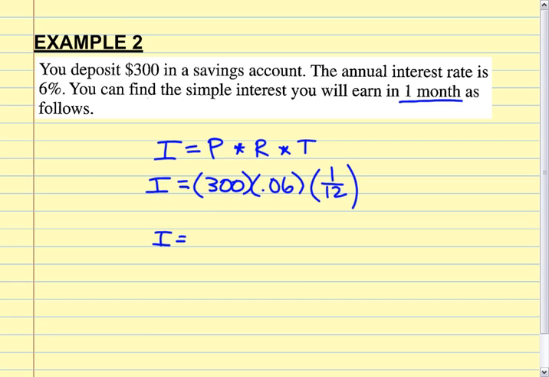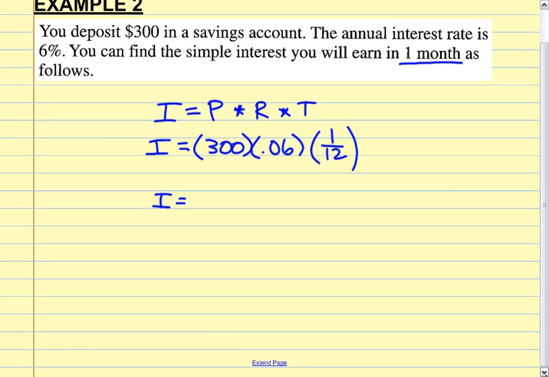Someone multiply. What's 300 times 0.06 for me? Raise your hand when you've got it. Daniel, thank you. 300 times 0.06. I'm sorry? Is it 18? Okay, so I've got 18 times 1 over 12. Right? Because I multiplied these two and got 18. So now that's going to give me, the interest is 18 over 12.